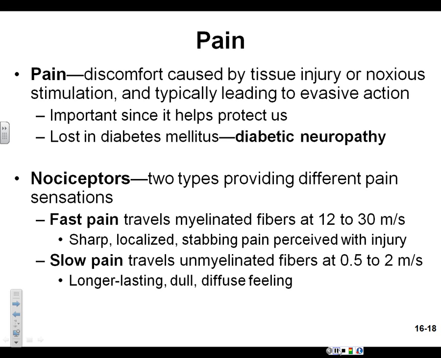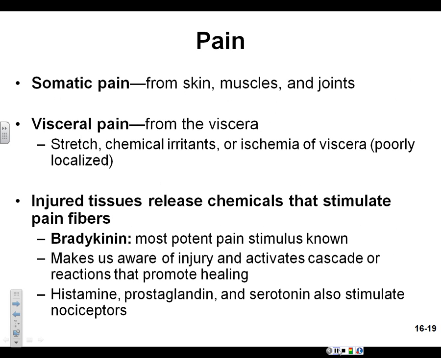Nociceptors of pain. All right, you've got fast pain and slow pain. Slow pain is like a chronic type of pain or a migraine headache. Fast pain is stabbing, an acute type of pain. Again, the fast pain travels on large myelinated fibers at 12 to 30 milliseconds, slow 0.5 to 2 milliseconds, very long lasting, like I said, a dull type of chronic pain. All right, somatic: skin, muscle, joints; visceral, again, chemical irritants.